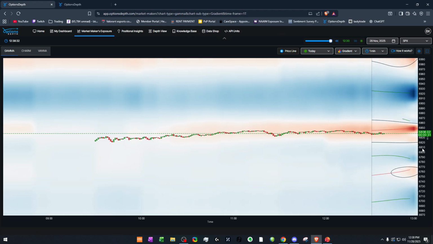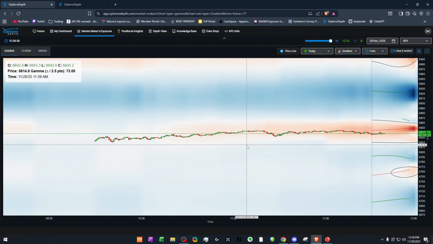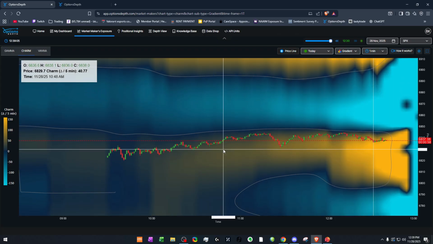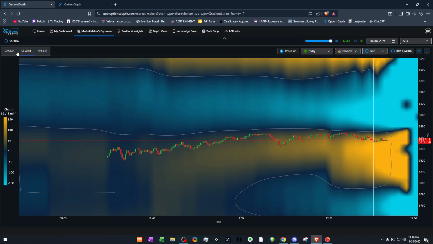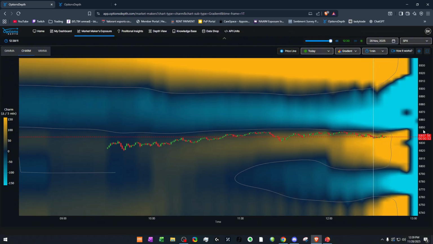And like I was saying before, if you look at the start of the day, the values are pretty small. And if you look at the end of the day, which is over here, the gamma increases. And that's because as the options expire, the gamma increases. The next thing that I use is called the charm heat map. So it's basically the same thing as the gamma heat map, but it's showing charm.